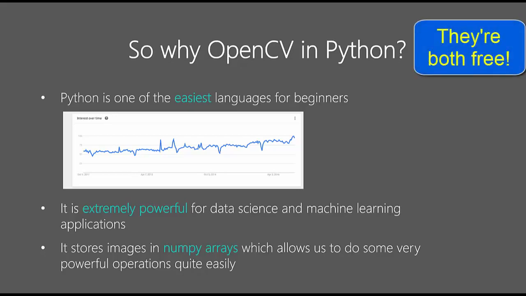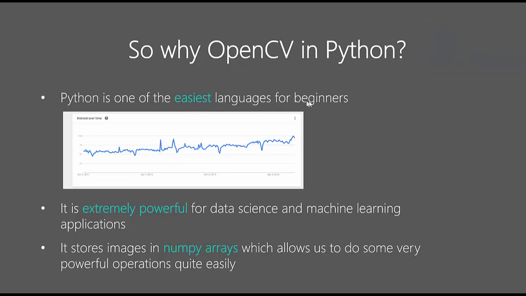So why learn OpenCV in Python? Well, Python is becoming more and more popular, and that's because it's one of the easiest languages for beginners. It allows us to focus on building complex computer vision apps without being bogged down by the intricacies of the language itself. And I'm looking at you, C++.